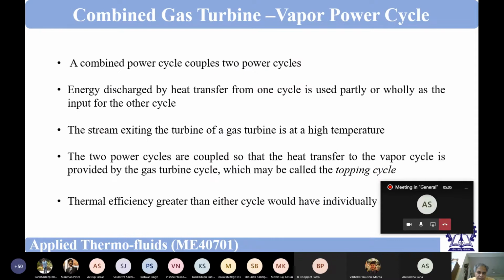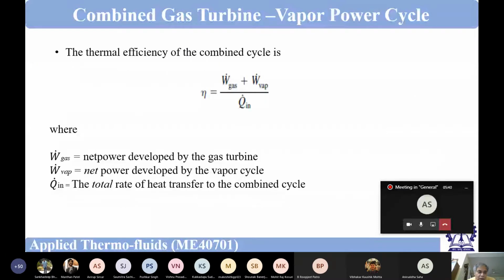So what are the advantages? The thermal efficiency will be greater than either cycle would have individually. So that is one of the advantages, that it will have high cycle efficiency. If it is high cycle efficiency, then cost of power will be less, less amount of fossil fuel will be burned, less environmental pollution will be generated, etc. I will come to this afterwards.